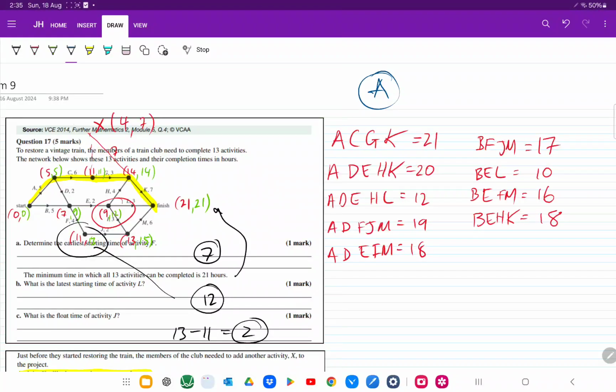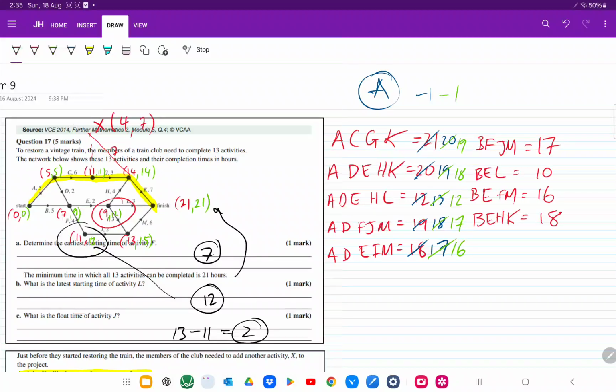So if we reduce A by 1 hour, this now becomes 20, 13, 13, 18, and 17. That's okay, because this is still the critical path. It still takes 20. So let's knock off one more. So this now becomes 19, 18, 12, 17, and 16. This still is the critical path.